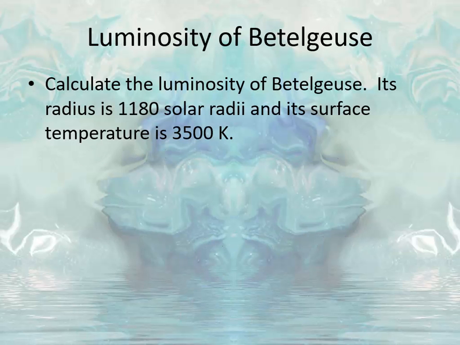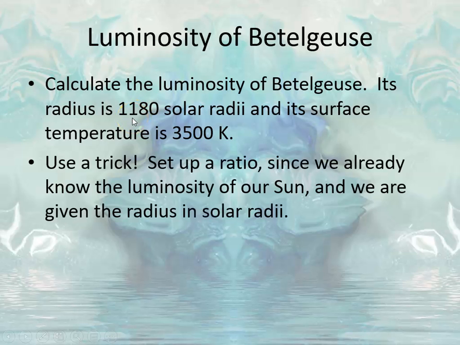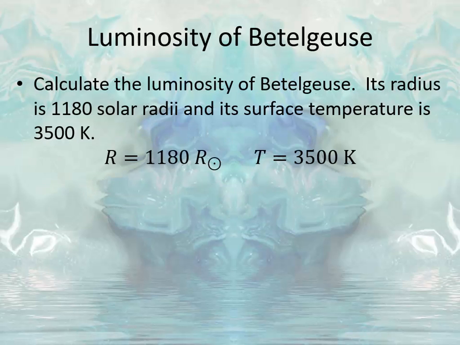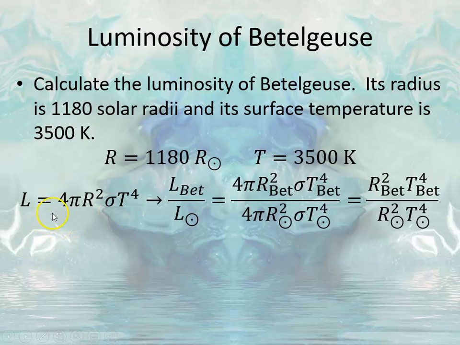So, in the case of Betelgeuse, in this case, we're given the radius in terms of the sun's radius. So what we can do is set up a ratio, basically do a trick, and realize that if luminosity is equal to 4 pi r squared sigma t to the fourth, then the ratio of the luminosities of two different objects is going to be given by the ratio of their radii squared times the ratio of their temperatures to the fourth power, because after all, the 4 pi's go away, as you can see, when we take the ratio. So, since r is given in terms of solar radii, this r Betelgeuse over r sun quantity squared, we can just plug in the number 1180 for that.